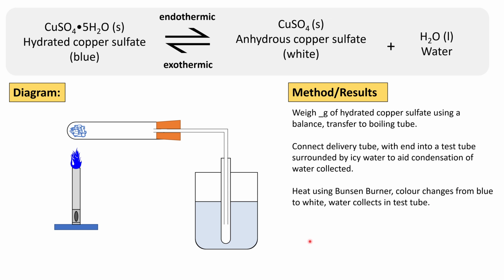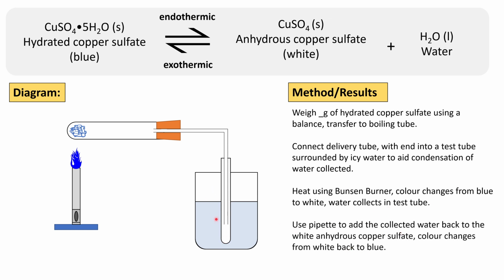I'd observe a colour change from blue to white. The water would collect in the test tube, and then I could use a pipette to add this water back to the white anhydrous copper sulfate, and I should get a colour change from white back to blue. Okay, so that's pretty much a summary of reversible reactions for GCSE chemistry.